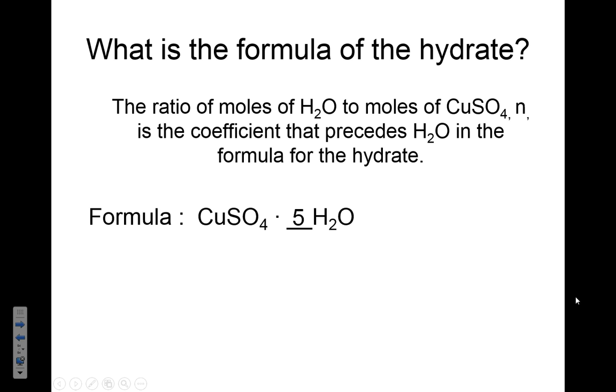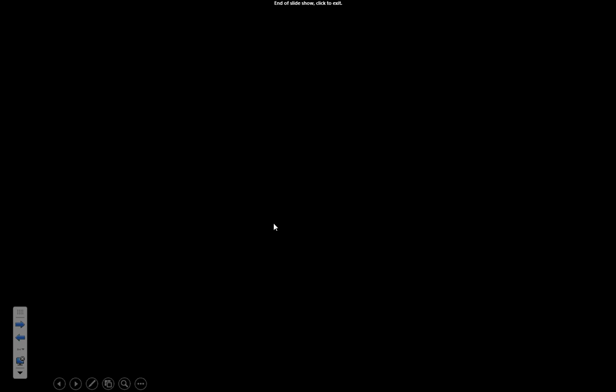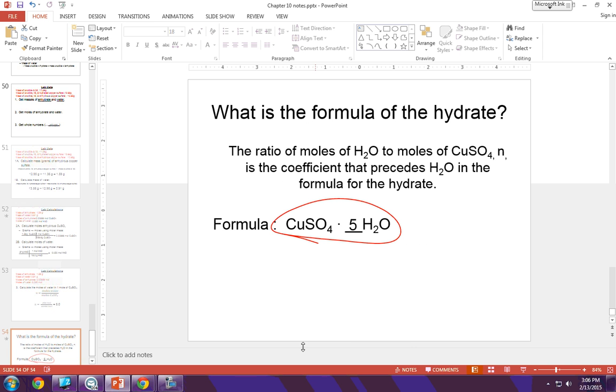because that was the purpose, was to figure out this thing. So that's what we really need to do here at the end, is write it out like that. And that's how you go about doing this. And that ends our notes over chapter 10.